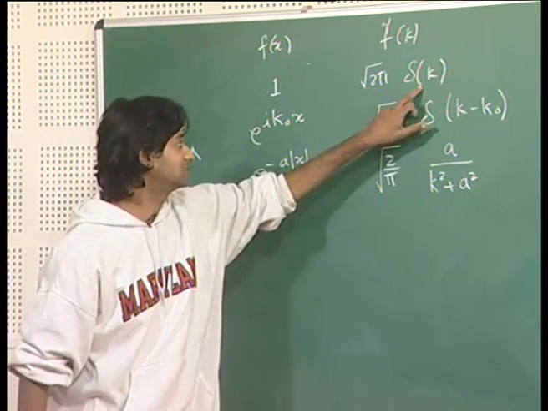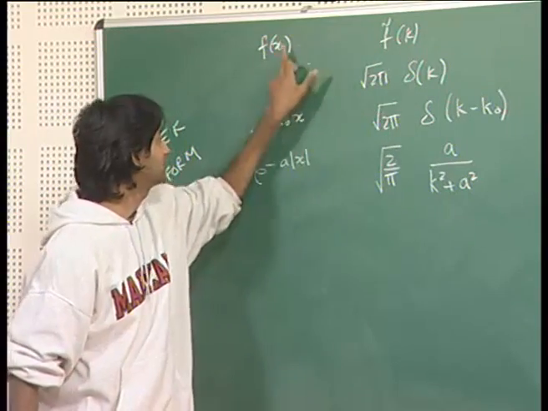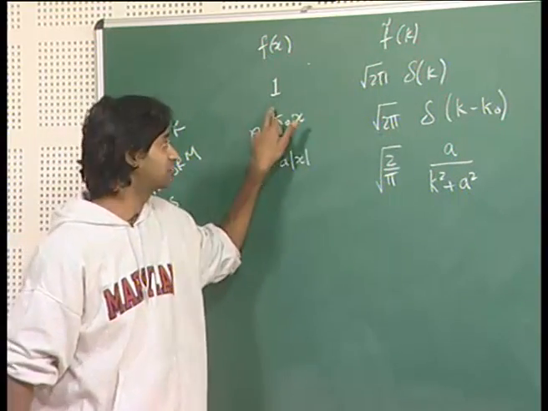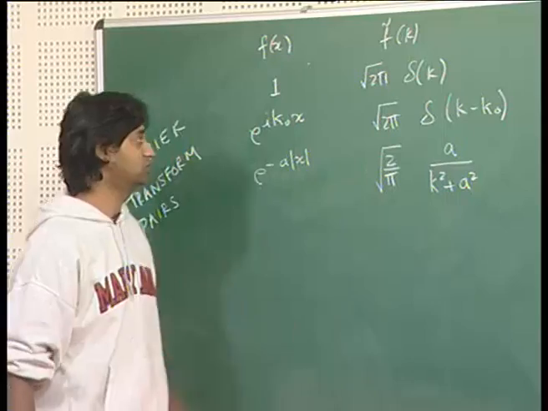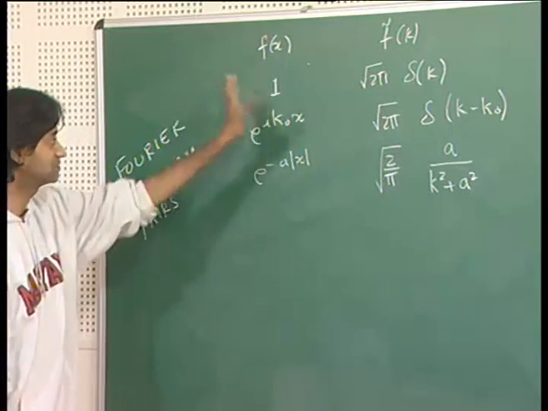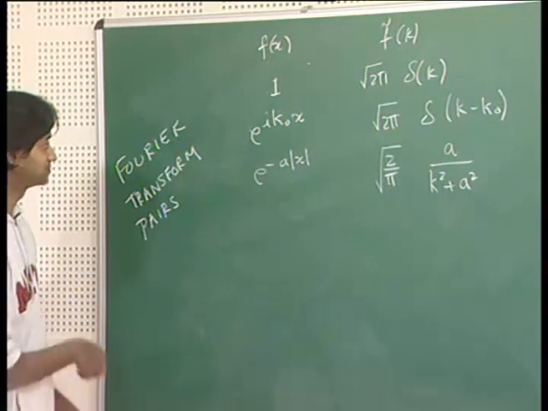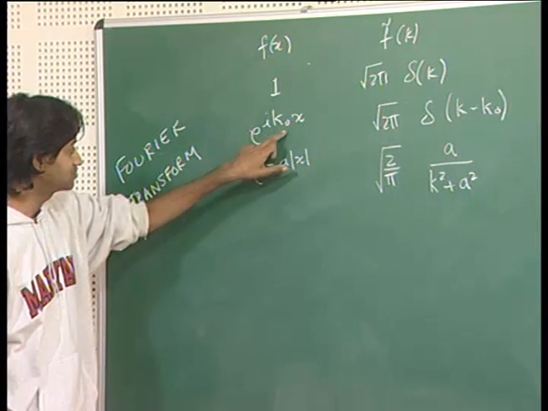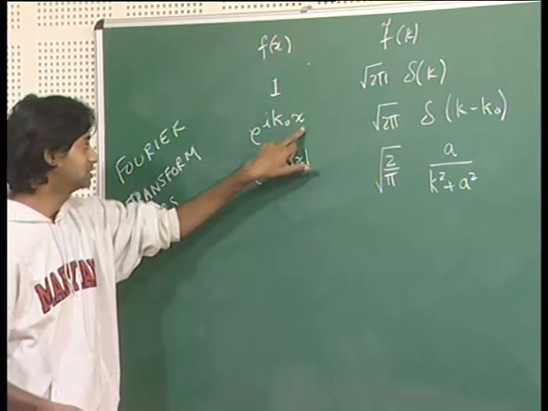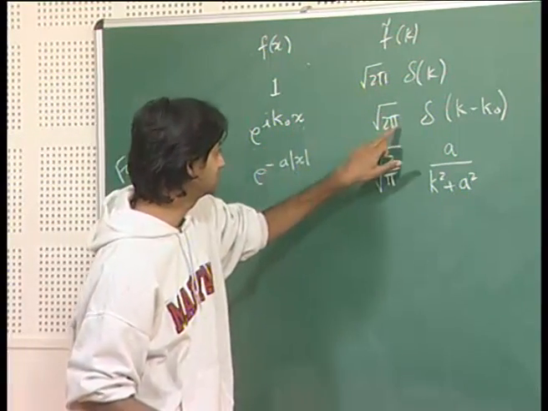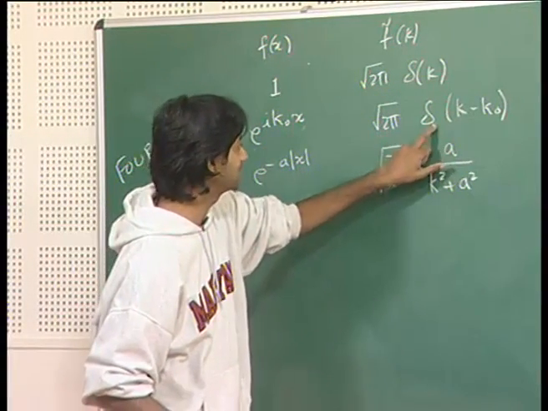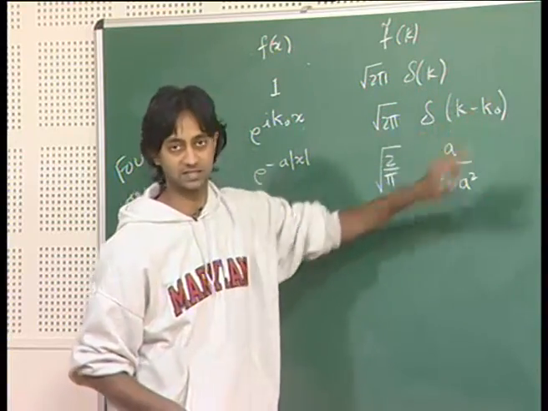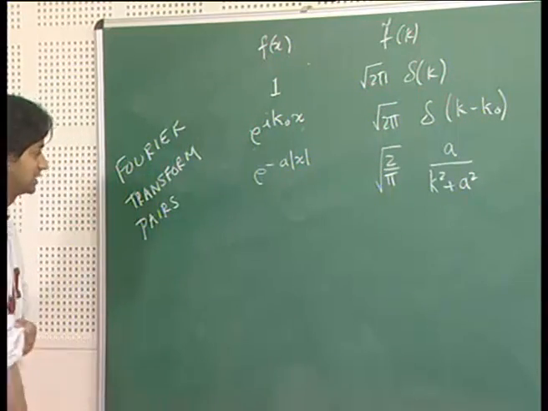Delta of k. But on the other hand, if I had taken f of x as square root of 2 pi times delta of x, f tilde of k would have just been 1. So they always have this inversion relation. Then if f of x was e to the i times a constant times x, the Fourier transform of that, you can easily show, is square root of 2 pi times delta of k minus k 0. This is fairly easy to show.